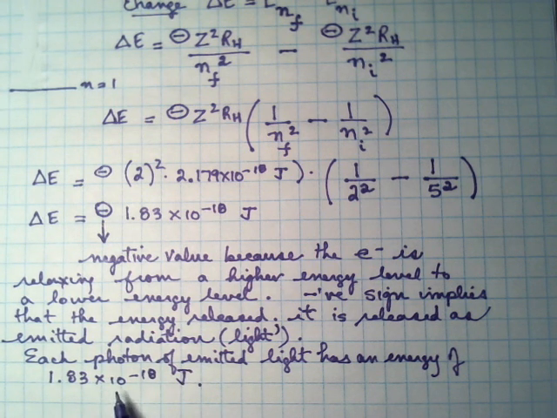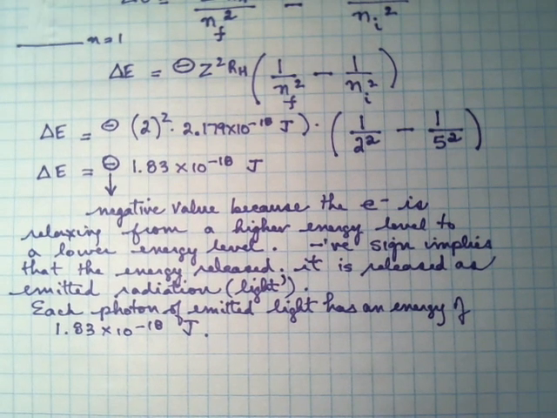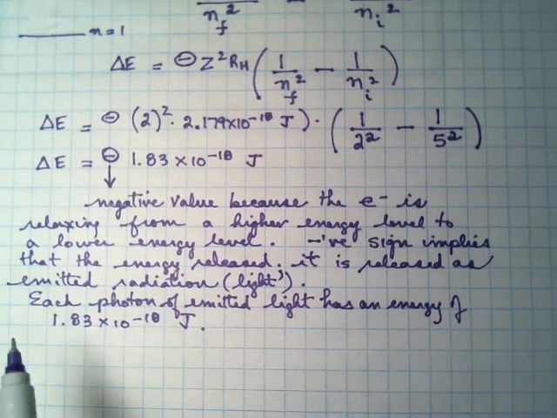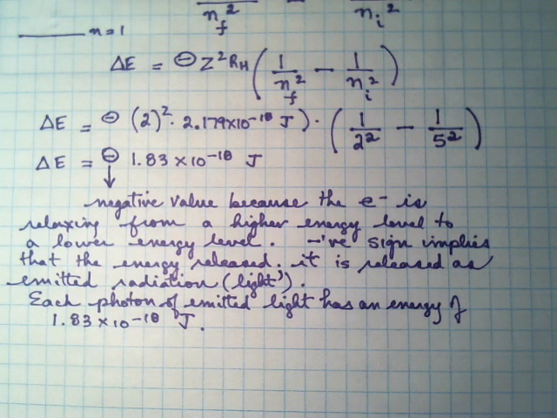So notice how I didn't say each photon has an energy of a negative. Okay, the photon doesn't possess negative energy. The photon possesses this amount of energy. That's what it is, each photon. Okay, so one electron relaxes, one photon is emitted. Okay, it's a one-to-one, just like it's explained in the photoelectric effect.